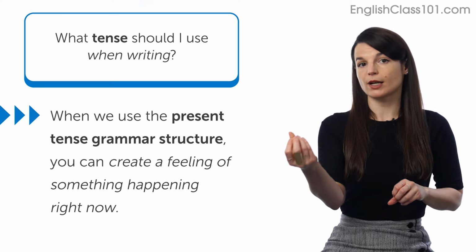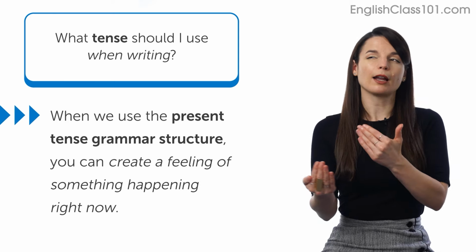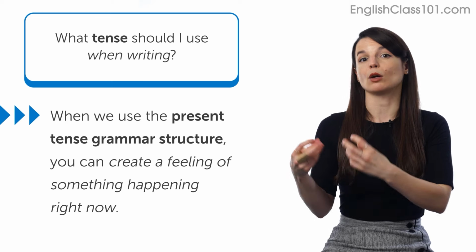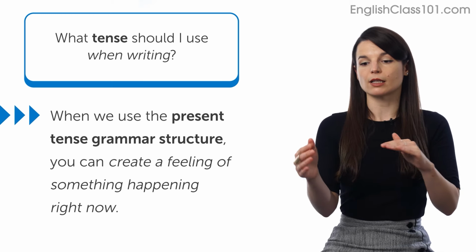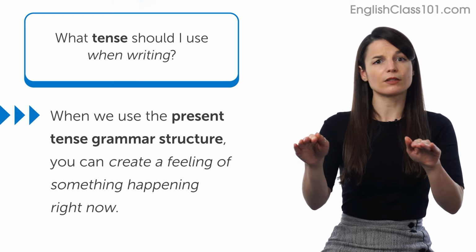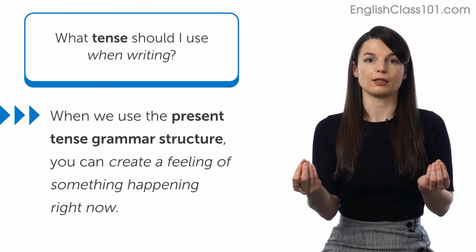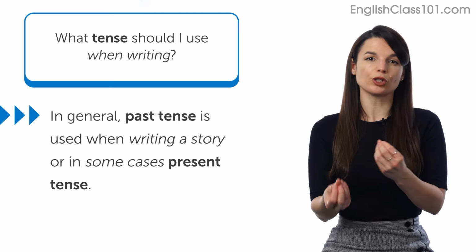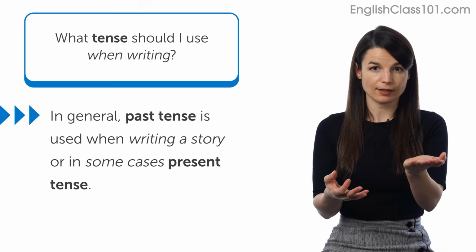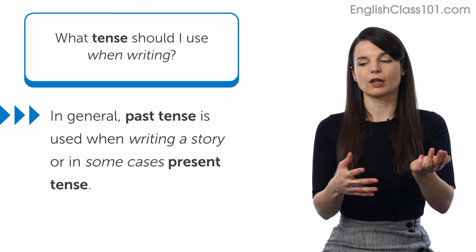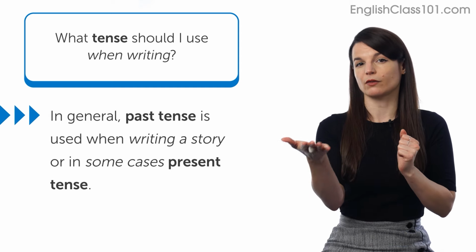When we use that present tense grammar structure, we can create a feeling of something happening right now. So this is the reason that you might notice there tend to be a few different tenses that we use generally for storytelling. But generally, we choose to focus mainly on a past tense way of telling the story, or in some cases, a present tense way of telling the story.